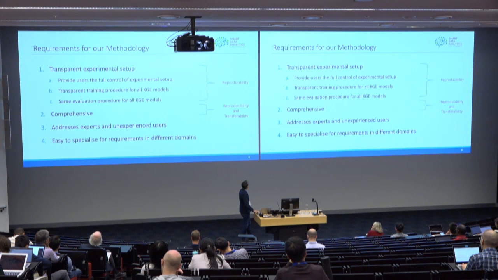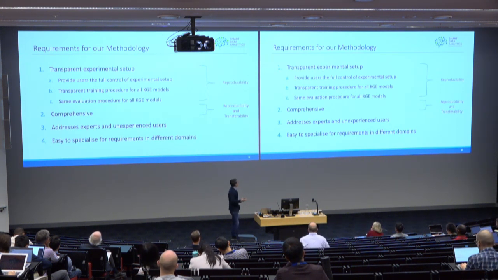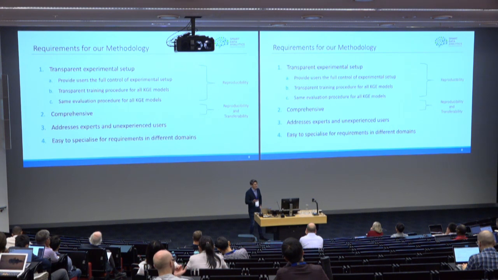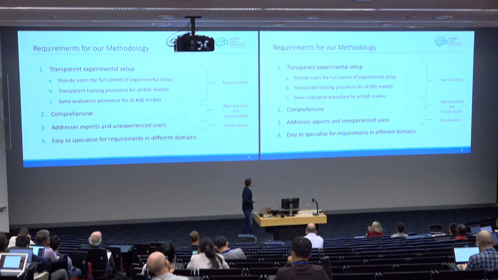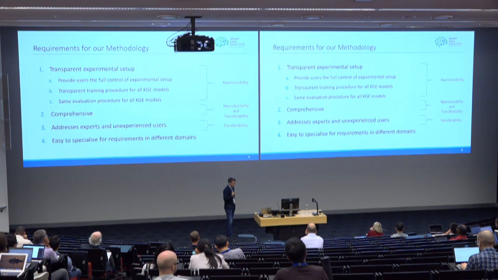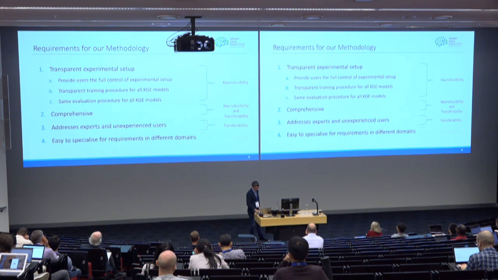Then, if you want to transfer knowledge graph embedding research to other domains, it is really important that we address experts and inexperienced users, because we cannot expect that each of the users has deep programming knowledge or deep machine learning knowledge. So this we should also take into account. Furthermore, if you want to make the research transferable, we should also take into account the requirements of these domains and see how we can specialize general solutions for their needs.